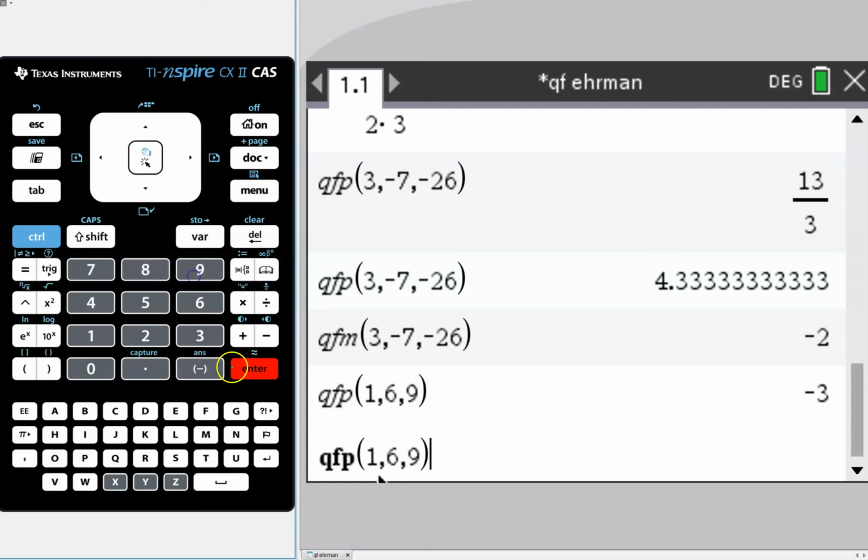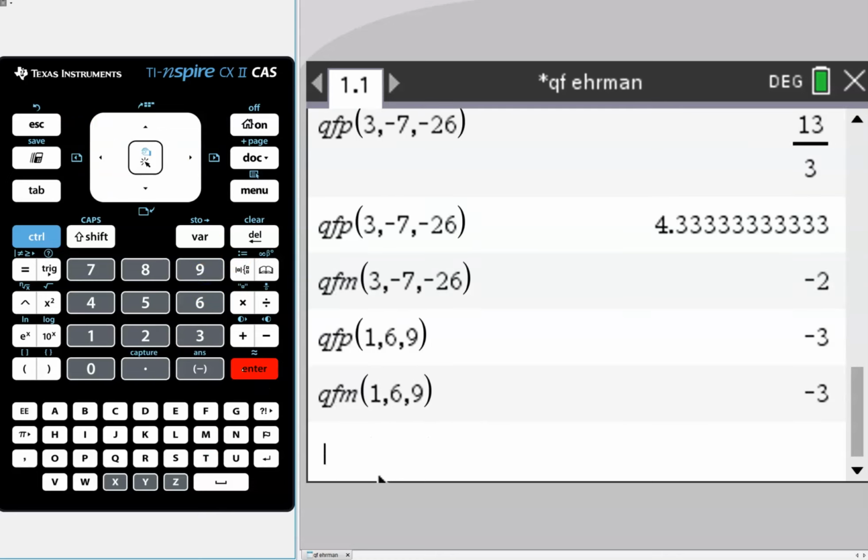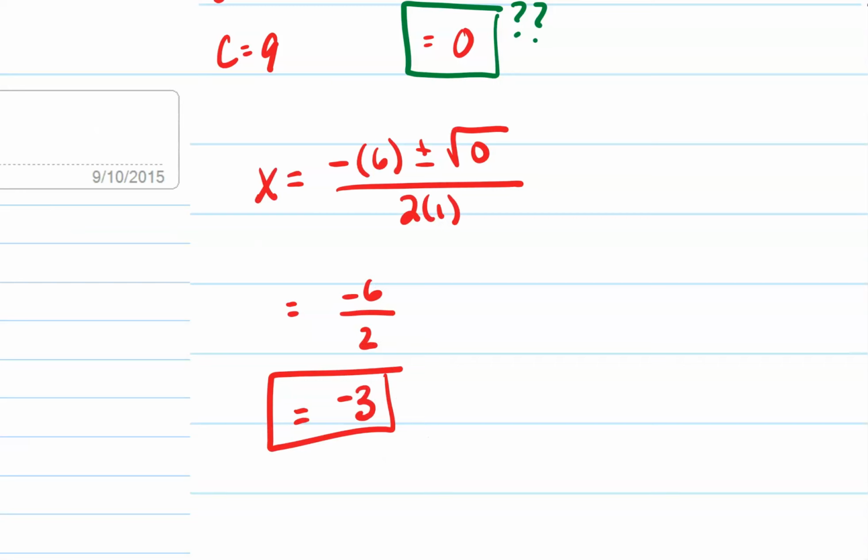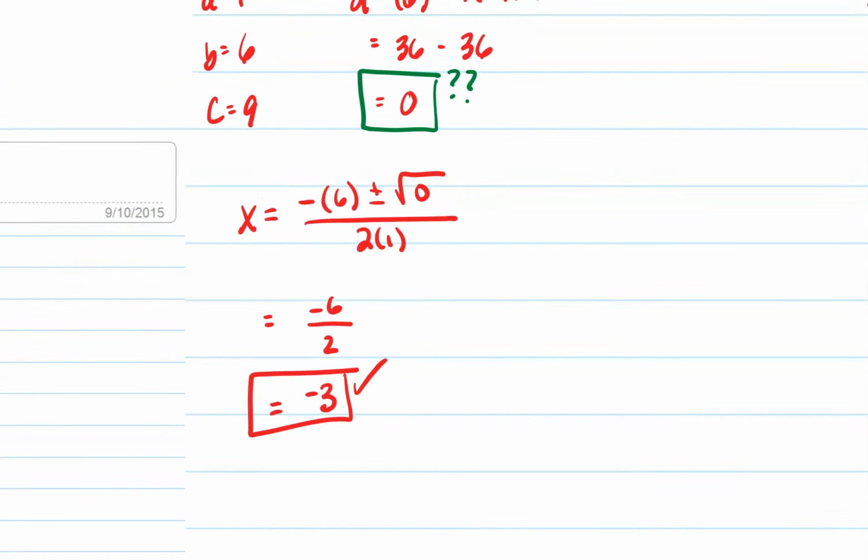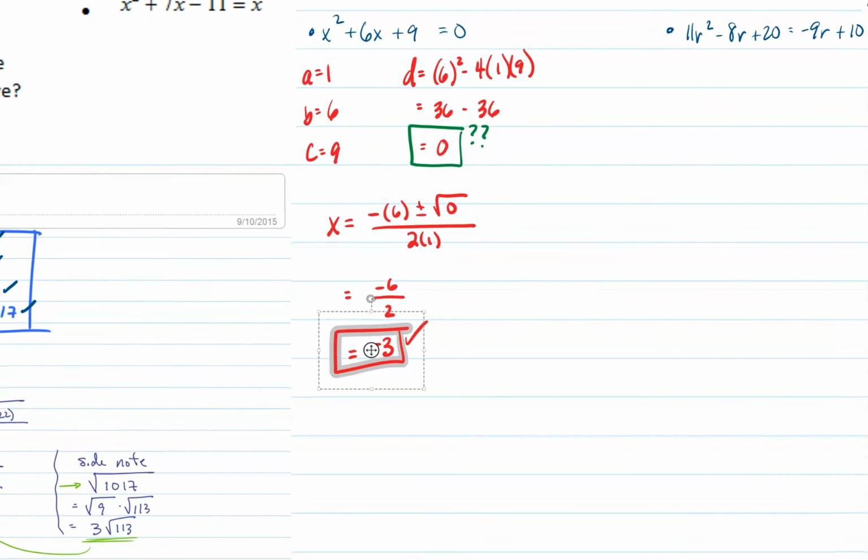And QFM also comes out to be negative 3. So that ends up matching what we've got here. And as it turns out, that observation is indeed true. When our discriminant ends up equaling 0, we had just one solution. It was technically two solutions that ended up being the same value. So we can call that one real solution.